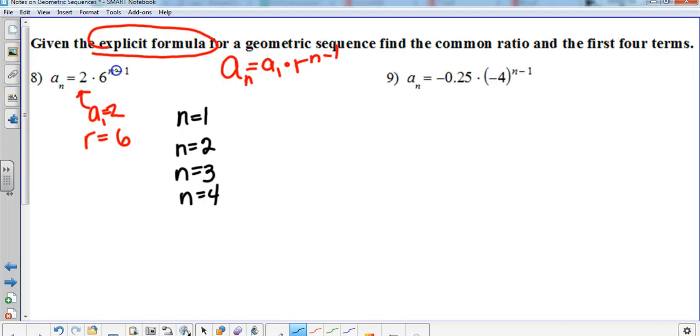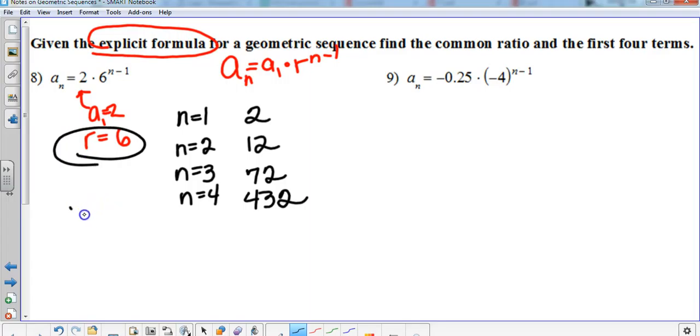When we put in a 1, 1 minus 1 is 0, 6 to the 0 is 1 times 2 is 2. 2 minus 1 is 1, 6 to the 1 is 6, times 2 is 12. What are we multiplying by? So then we'd have 72, and I don't know. What is it? I got 432. Sounds good. All right, so find the common ratio. It was 6, and the first 4 terms, if you wanted to write them.